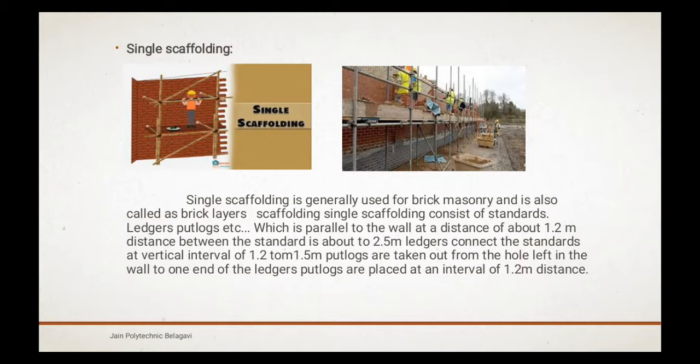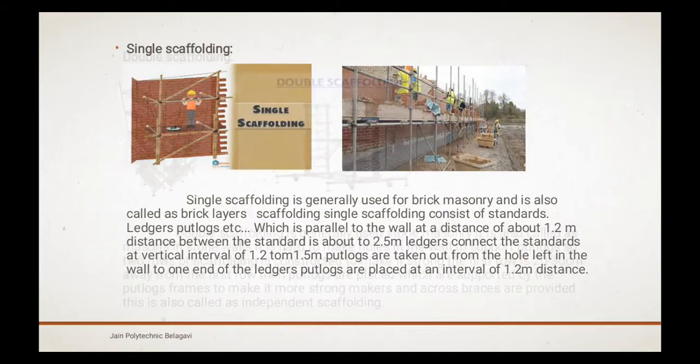2.5 meter. Ledgers connect the standards at vertical intervals of 1.2 to 1.5 meter. Putlogs are taken out from the holes left in the wall to one end of the ledger. Putlogs are placed at an interval of 1.2 meter. So see here the single scaffolding, with the masons working parallel to the wall. See here also.